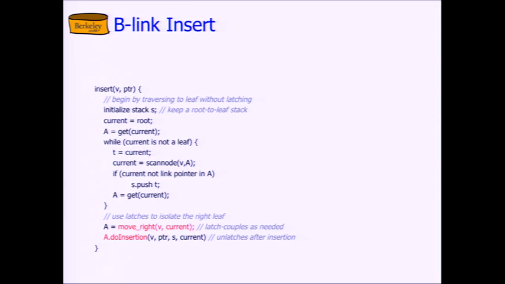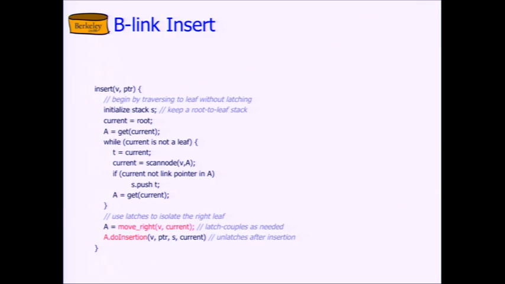So at the end of this while loop, we're at a leaf. We've got a single stack from the root to a leaf, but we may not be at the correct leaf. And insertion really does need to nail down which leaf it's inserting onto. You can't have splits happen while you're inserting into the leaf node. And so we're going to do move right to latch down the leaf where we're actually going to do our insertion. So we're going to latch couple our way to a leaf.